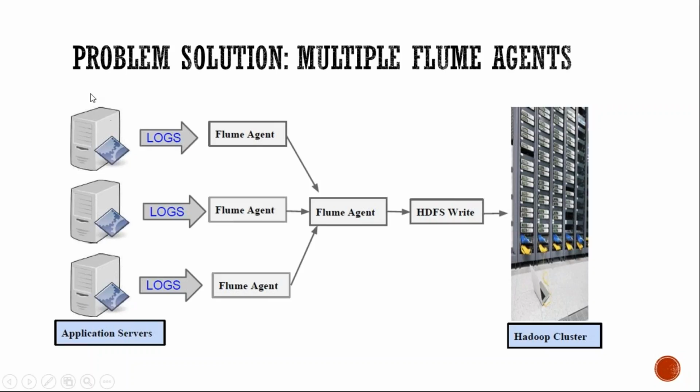So in this scenario, you are seeing this weblog server could be any of your JBoss server, or it may be a Tomcat server, or WebLogic server, which is generating logs, and then those logs get fed into the Flume agent that goes to another Flume agent, and then finally that Flume agent will write the data into HDFS.